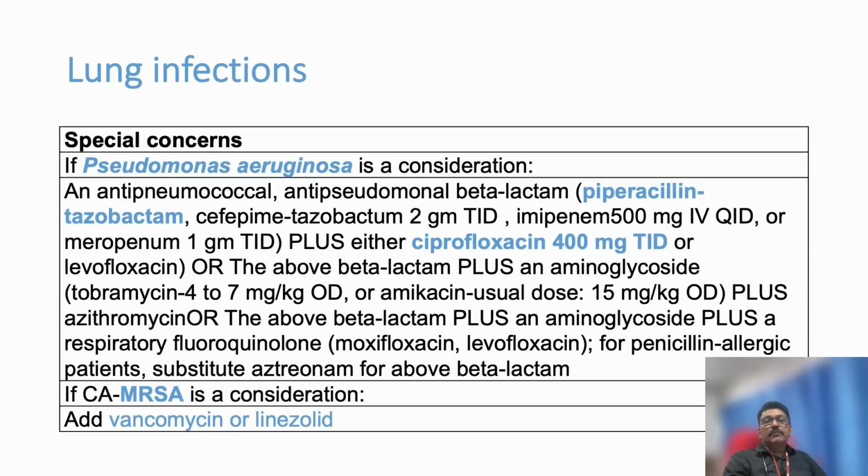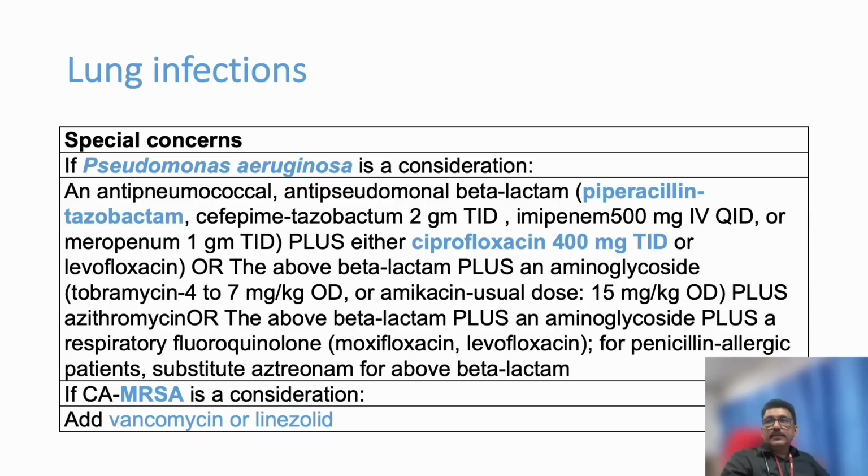If you are suspecting Pseudomonas, piperacillin-tazobactam will be an ideal drug. Sometimes we may have to give an additional aminoglycoside also, like tobramycin. Tobramycin nebulization can be given in many patients who have a suspected Pseudomonas infection.